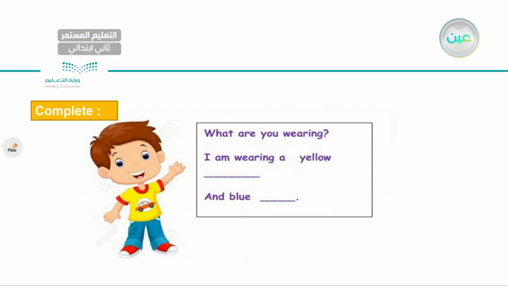A yellow jeans? No, actually he's wearing a yellow shirt. Very good. He is wearing a yellow shirt. Okay? And blue what? What do you think? He's wearing blue trousers. Very good. He's wearing blue trousers. So let's read our answers one last time. I am wearing a yellow shirt and blue trousers.